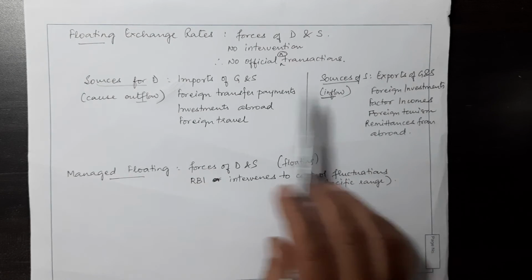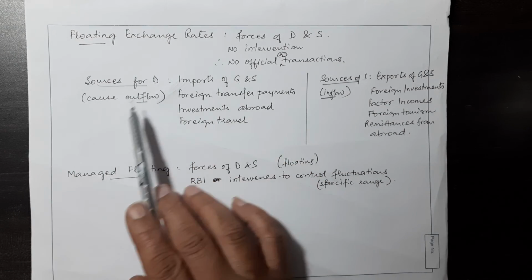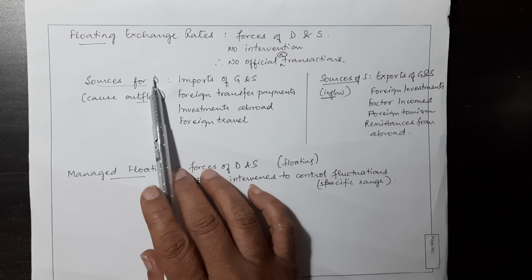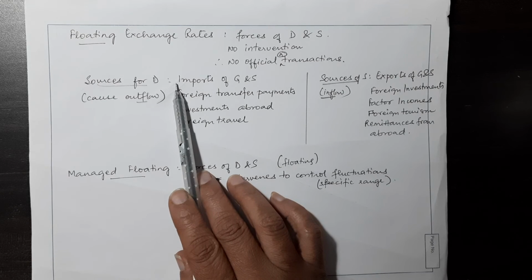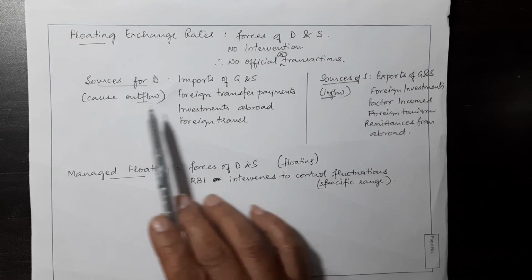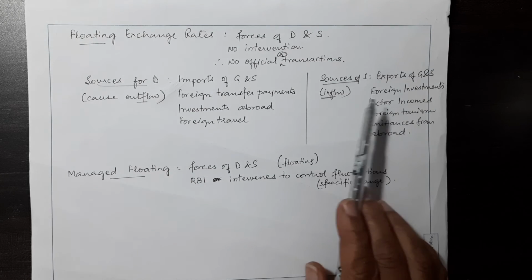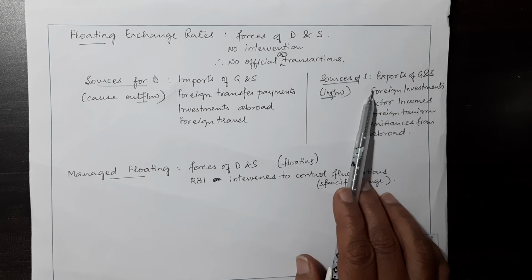So the questions asked over here are, what do you understand by floating exchange rates? And what are the sources of the demand of foreign exchange and what are the sources of supply of foreign exchange? So here we should be able to write that there will be an outflow when there is demand and there will be inflow when there is supply.